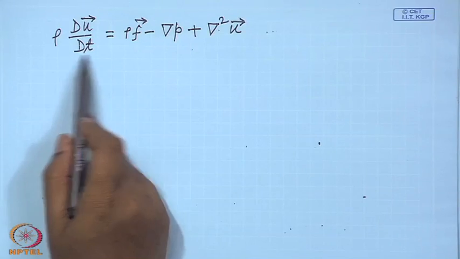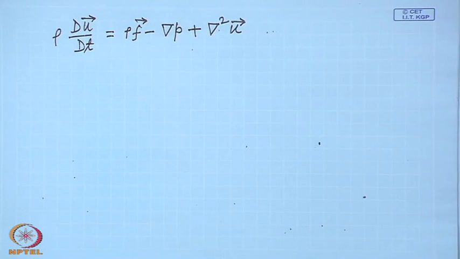Now, let us summarize at this stage. As far as governing equations of fluid motion are concerned, we now have basically 4 equations: the continuity equation and these 3 components of the Navier-Stokes equations. So, we have 4 partial differential equations.